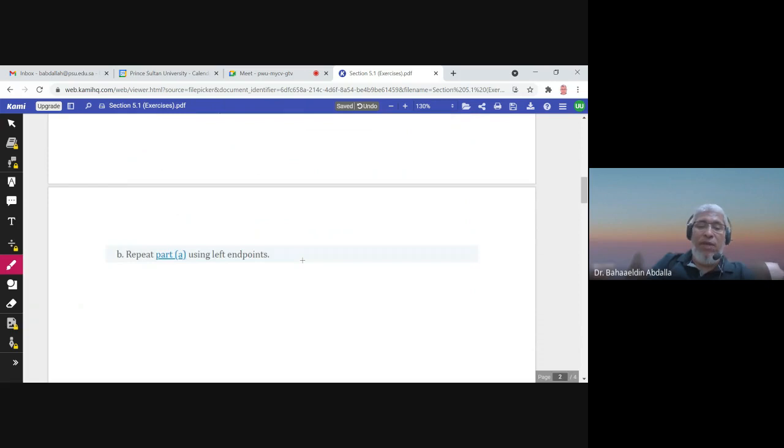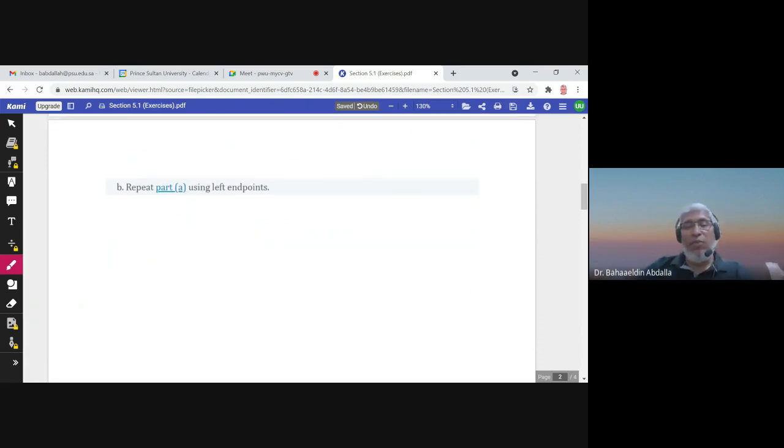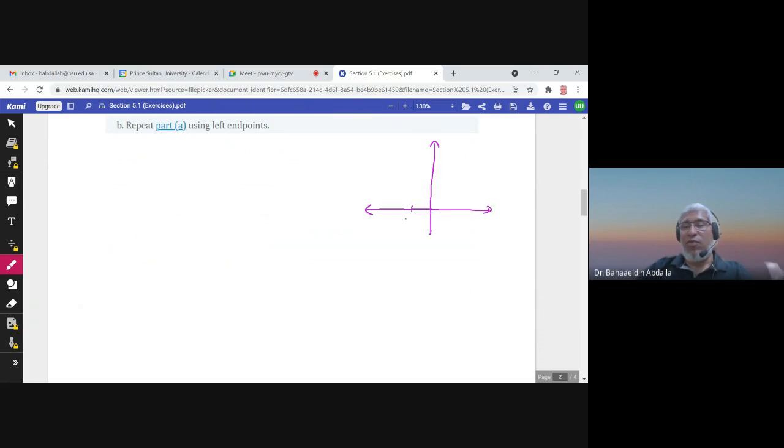Okay. Now, in part B, he says, repeat part A using left endpoints. So we will do the same, but using left endpoints. I will do 3. Let us start by doing 3 rectangles. Again, we have the same function. We're starting from negative 1, 0, 1, and 2. At 0, it is 1. At negative 1, it is 2. At 1, it is 2. And at 2 is 5. That's the graph of the parabola.